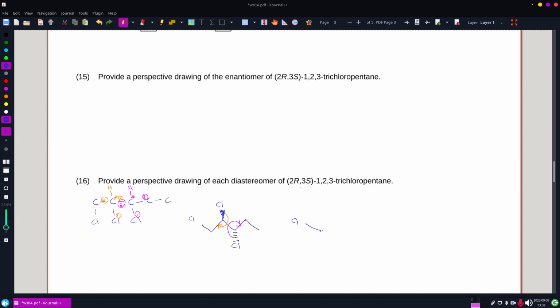This will be its first diastereomer. I'm going to leave that chlorine in the front, and put this chlorine in the front. So I reversed the third location and kept the second location the same. And for the other one, leave this one alone, like it was in the original, and switch just that one. And that gets us our two diastereomers of 2R,3S-1,2,3-trichloropentane.